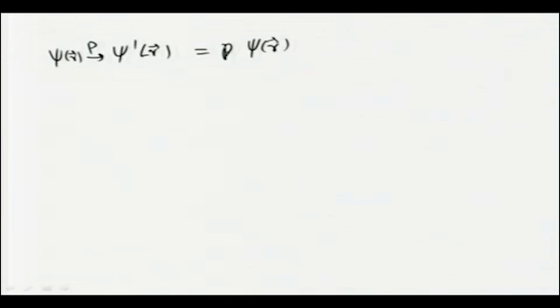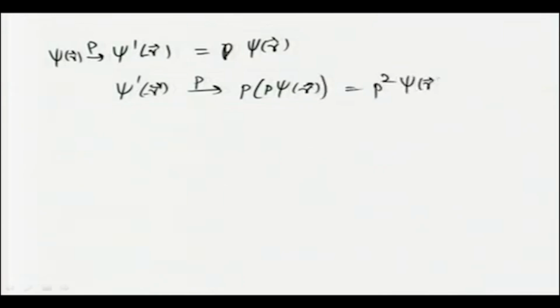So, let us denote that by some p. If I do it once again, I will take this psi prime of r and apply the parity operation on this, and that will take me to one more p. So, p of whatever we had earlier, psi of r. That can also be written as p squared acting on the original wave function psi of r.